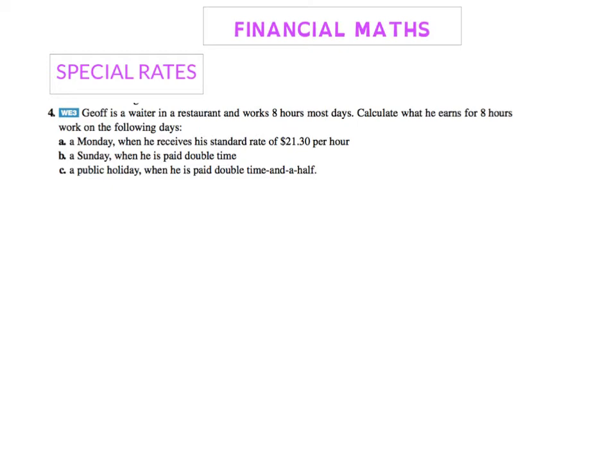Jeff is a waiter in a restaurant and works 8 hours most days. Calculate what he earns for 8 hours work on the following days. On Monday, he receives his standard rate of $21.30 per hour. So I'm simply going to do $21.30 times his 8 hours a day, and that's going to give me his earnings. Okay, so I get $170.40.